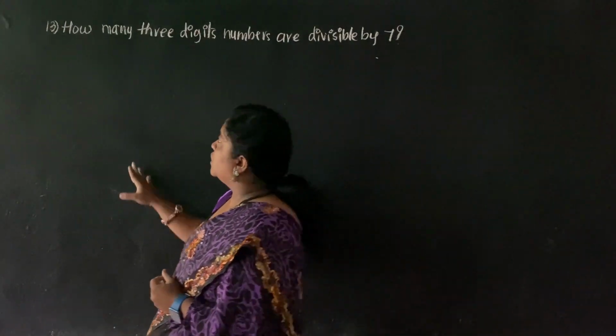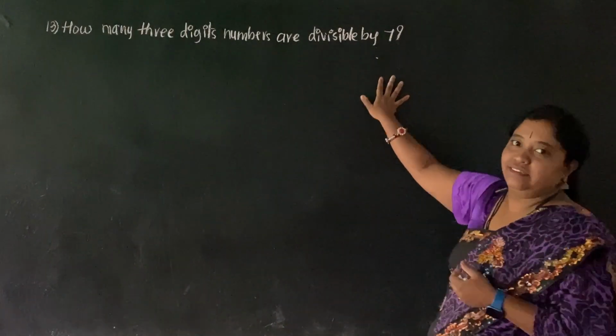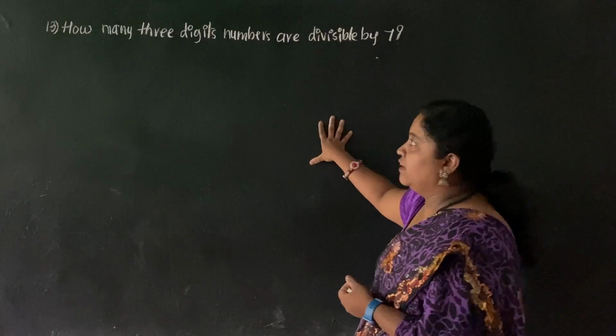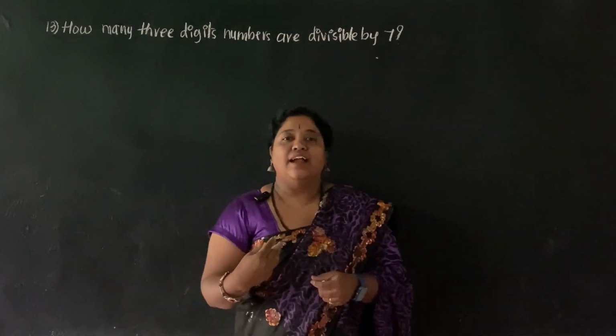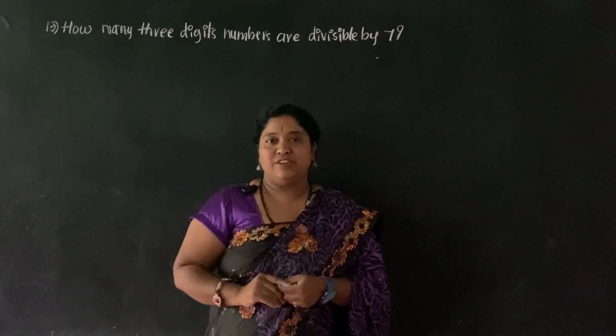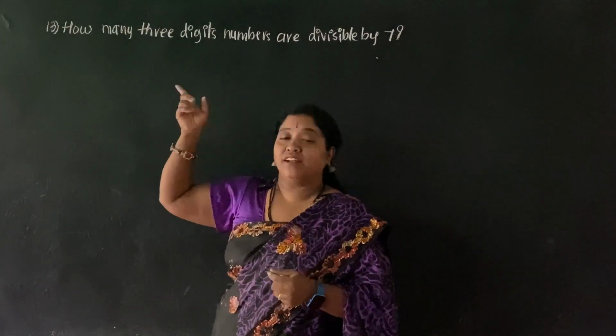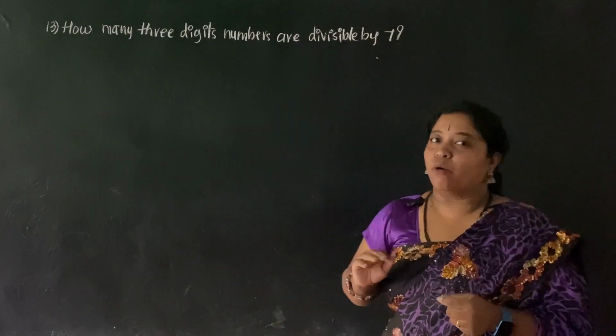The 13th question is, how many 3-digit numbers are divisible by 7? So I said here, when you are able to identify the question and that the question belongs to an AP, then half your problem is solved. So now by looking at the question, you need to identify that the question belongs to an AP. That is what is very important.